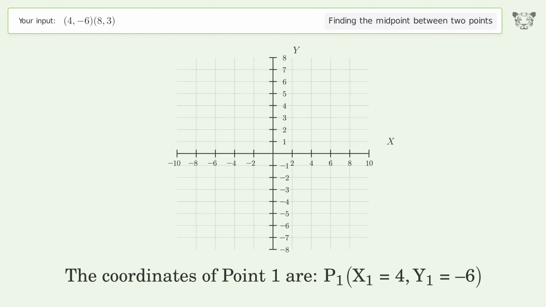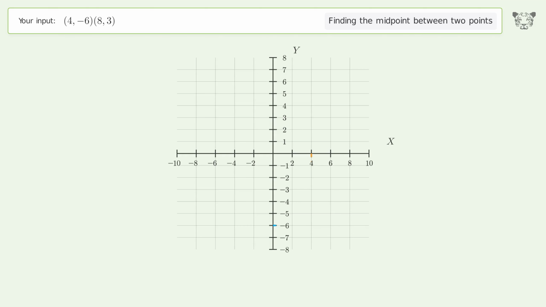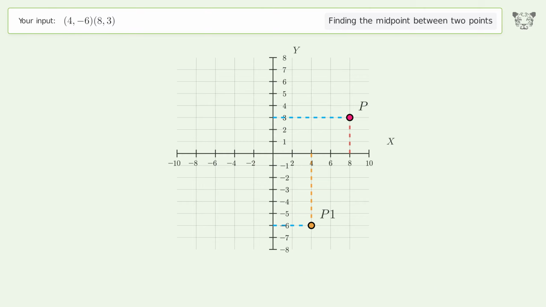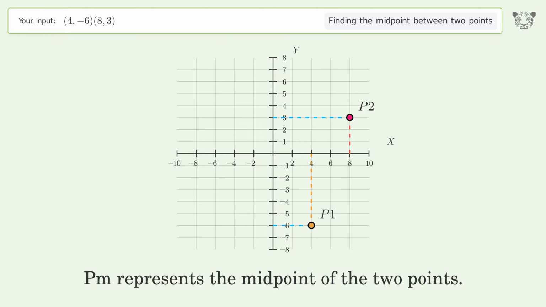The coordinates of point 1 are, x1 equals 4, y1 equals -6. The coordinates of point 2 are, x2 equals 8, y2 equals 3. PM represents the midpoint of the 2 points.